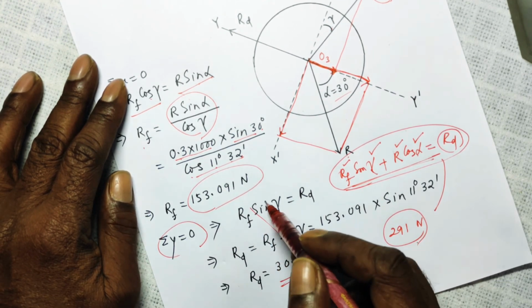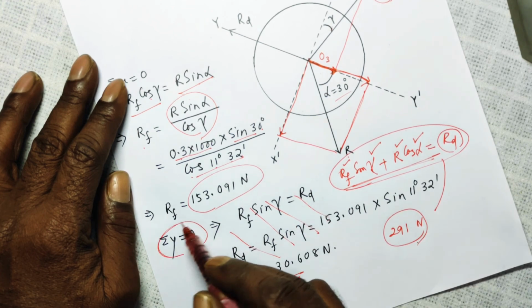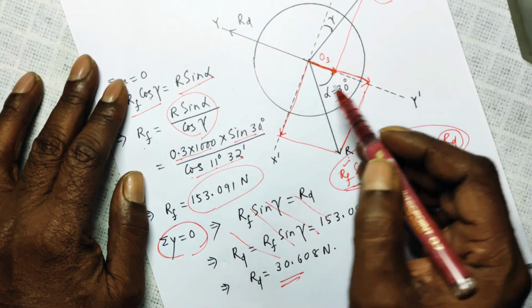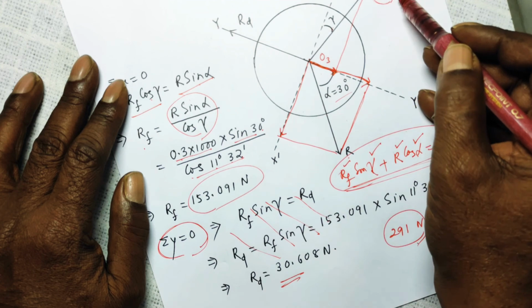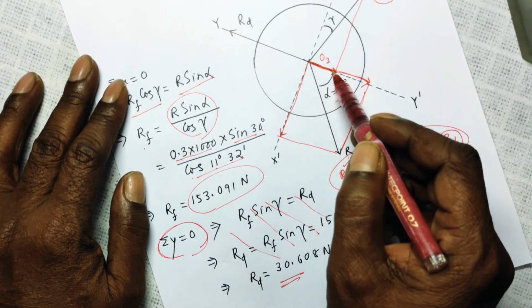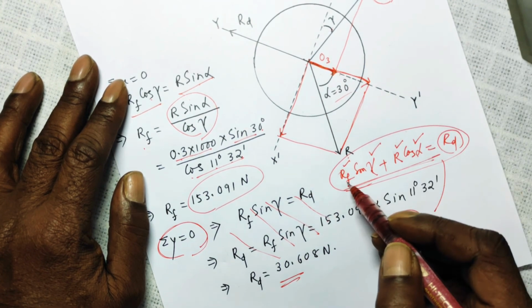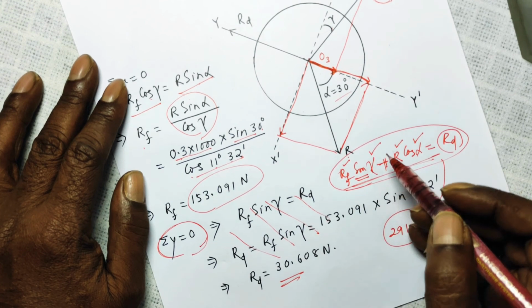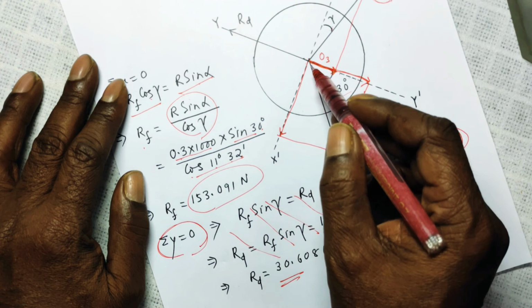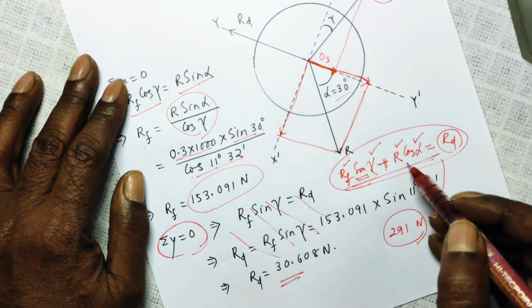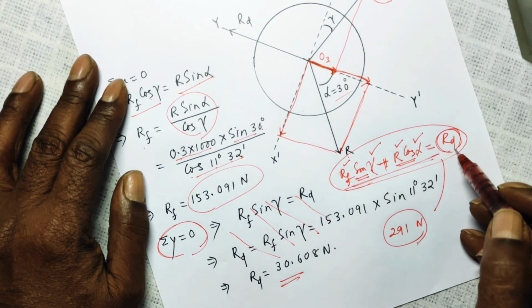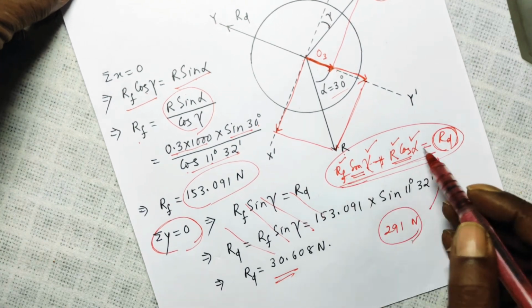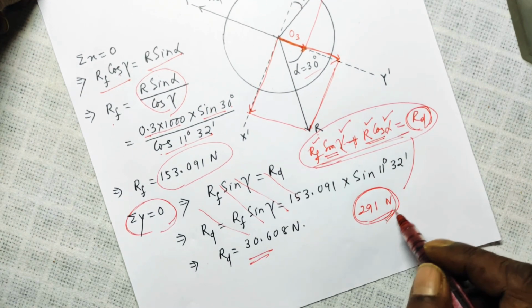So apply sigma y is equal to 0, means the component of RF along y-axis, that is this one, will be your RF sine gamma plus the component of this R along y-axis will be R times cos alpha, that will be equal to RD. Put these values, this comes out to be 291 Newton.